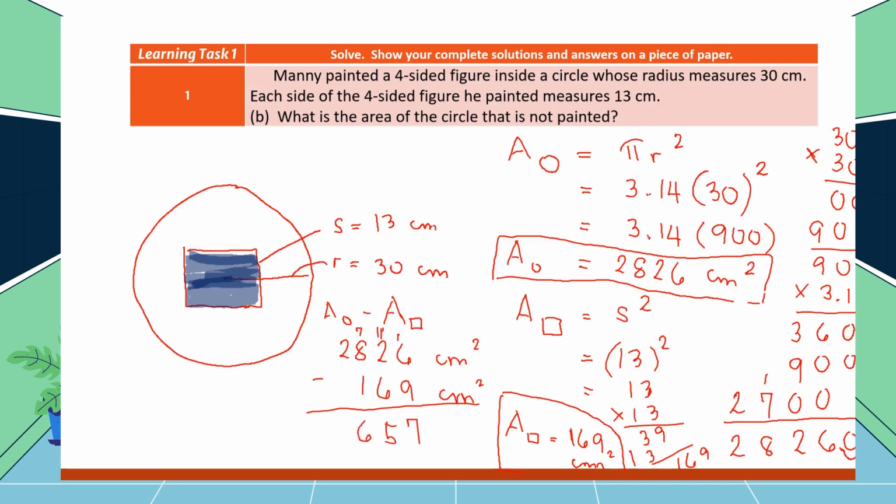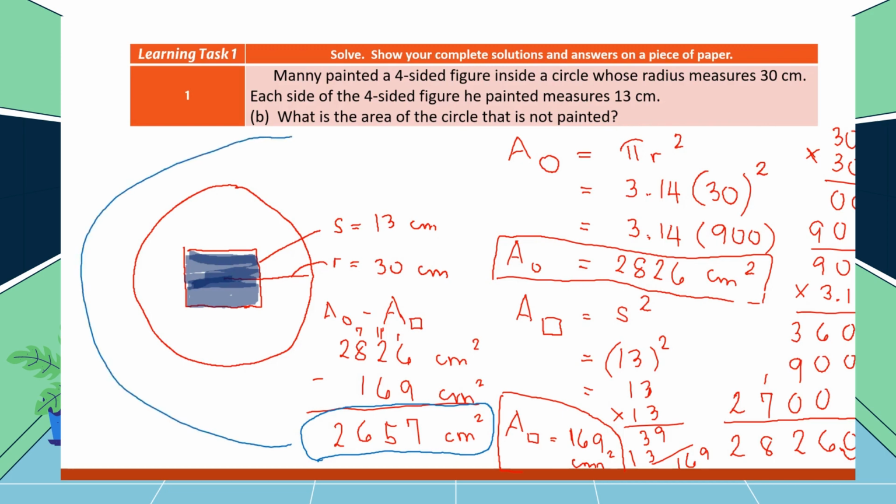Of course, bring down 2. So 2,657 square centimeter. These children, eto na yung ating hinahanap na kasagutan. Ibig sabihin, this 2,657, ito ang sagot dun sa tanong na area of the circle that is not painted. Okay? Ayos.